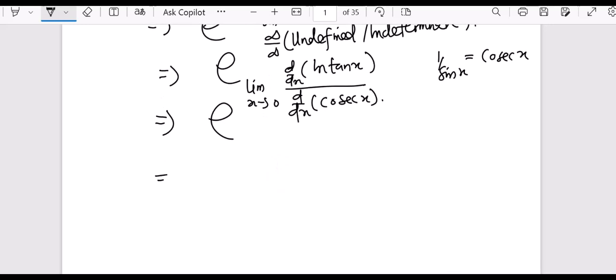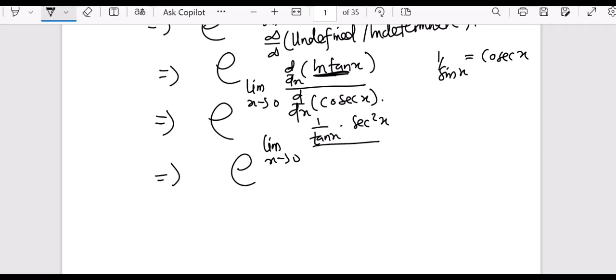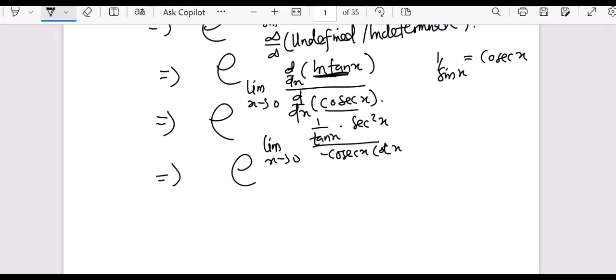And so when we do this differentiation, we have e power the limit as x goes to 0 of 1 over tan x times sec squared x. That's the differential of this, since that's a logarithm function. All over the differential of cosec, which is negative cosec x cot x, like this.